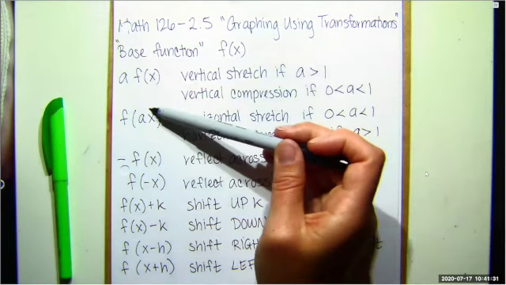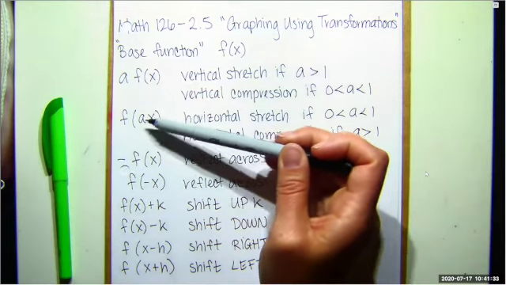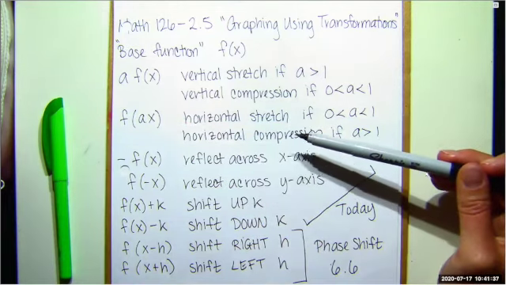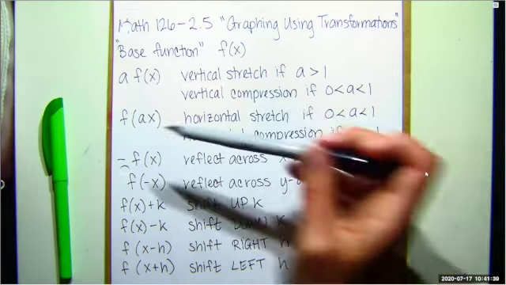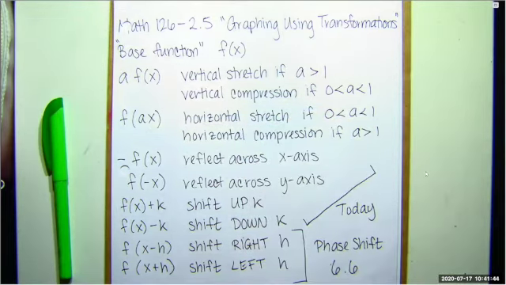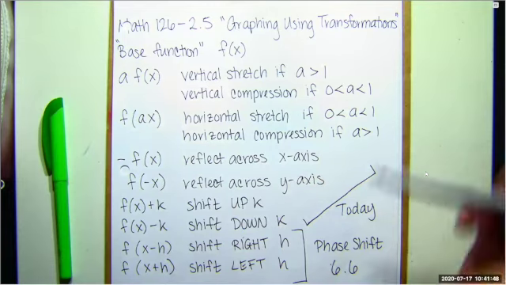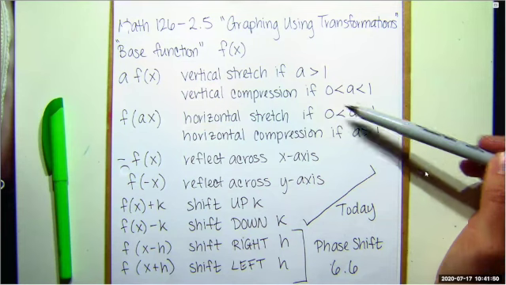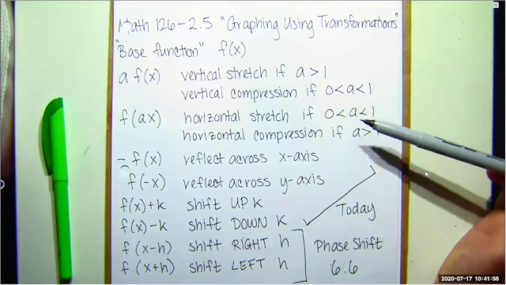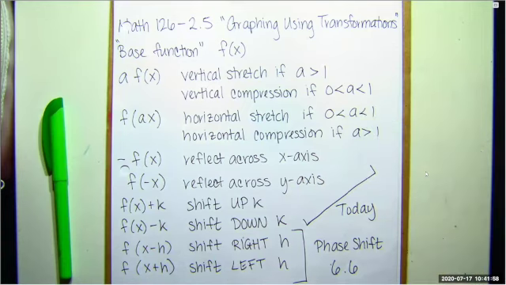If we multiply x inside the function by some value, this is a horizontal stretch or compression. So the way you can picture this is when we multiply x by some number, we're changing the rate at which our x values occur. So if we multiply by something between 0 and 1, then our x values are going to occur slower and we're stretching it out.